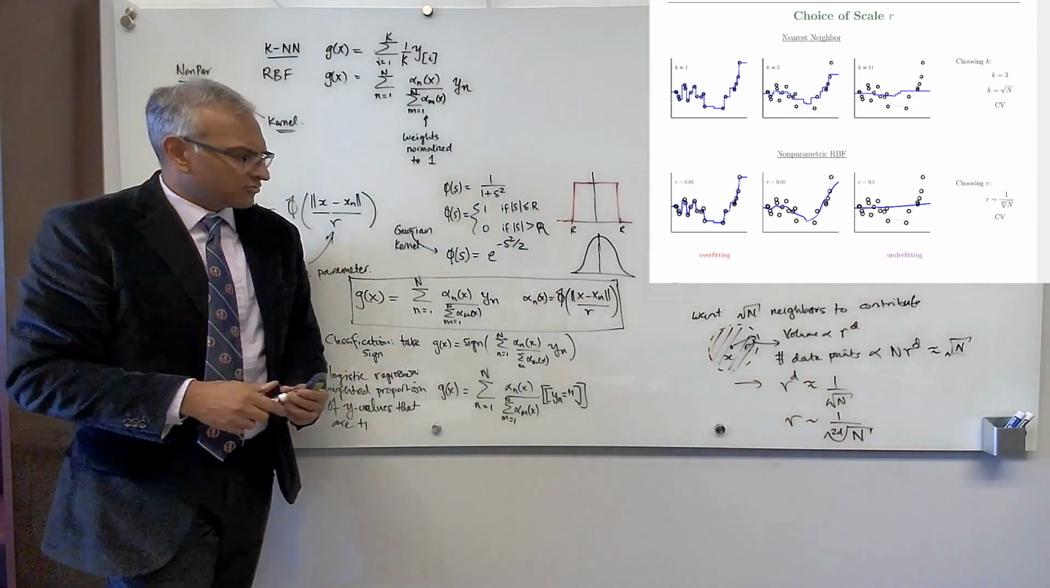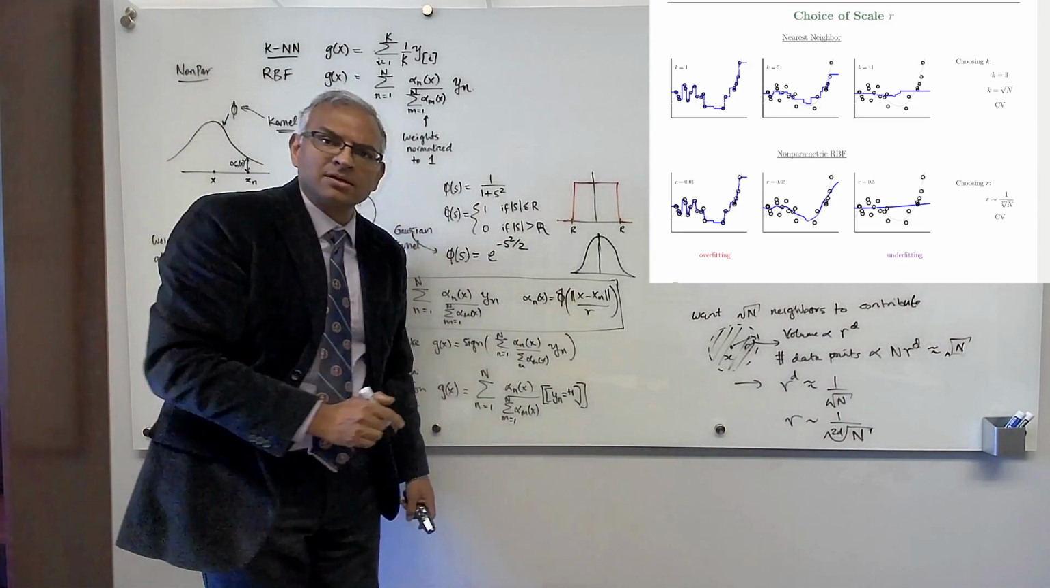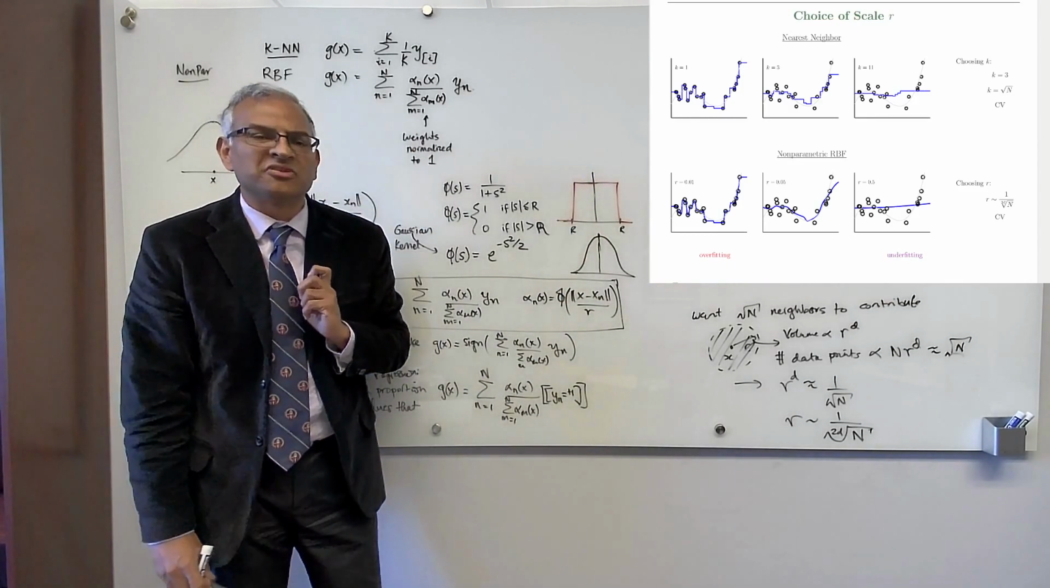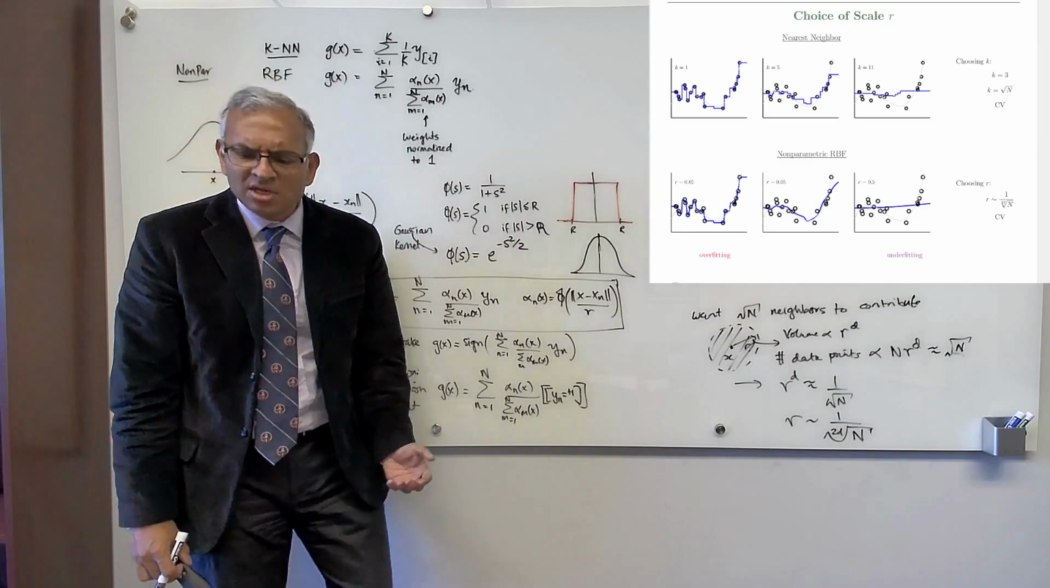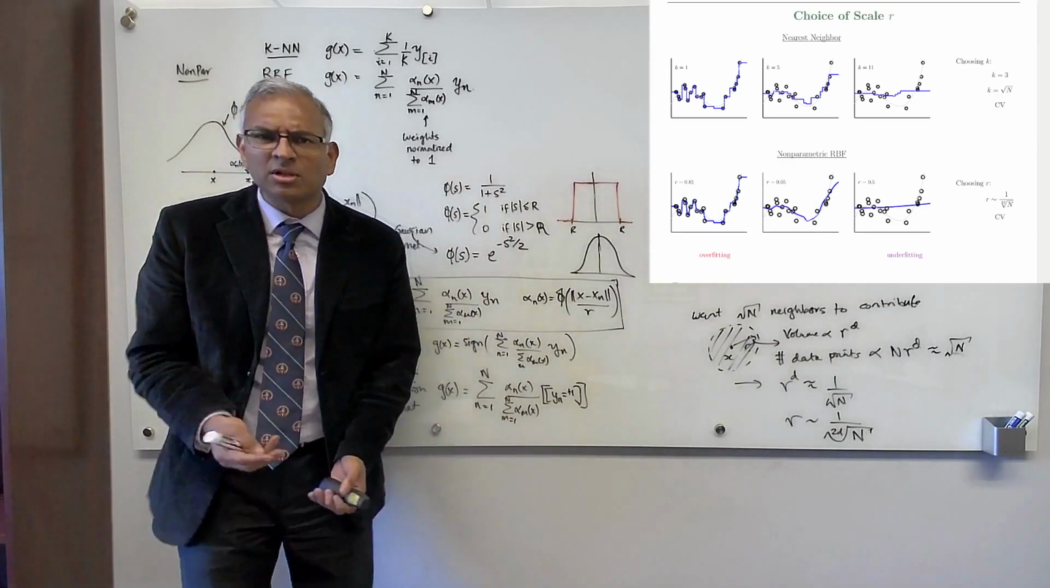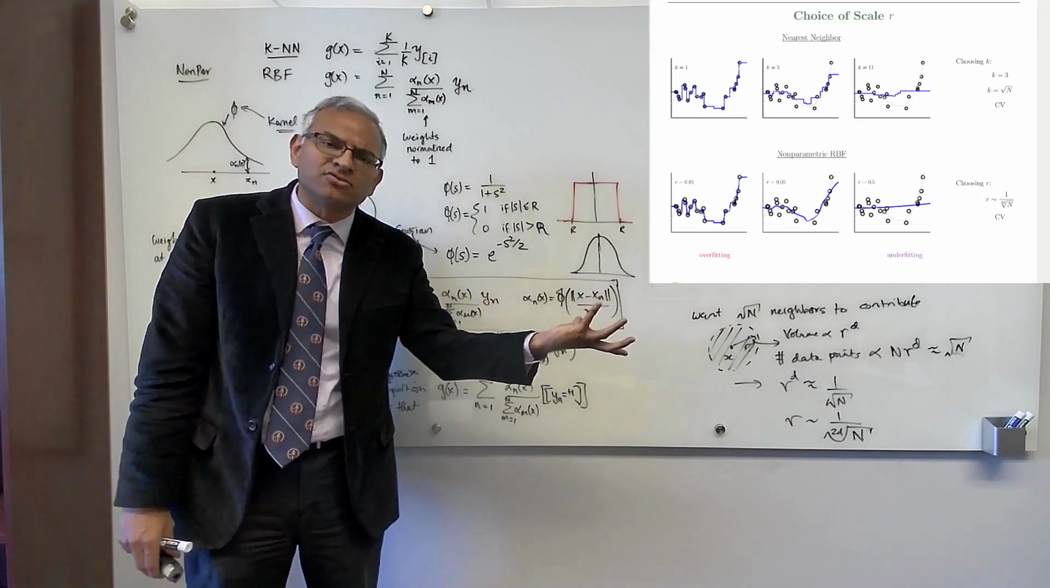Okay, so there you have it. A suggestion for the scale parameter that corresponds to choosing the k-nearest neighbor parameter as square root of n, and that works pretty well in practice. So this is just to show you that there really aren't that many parameters to pick. There are no real parameters to pick. You should pick this as the scale of your data.